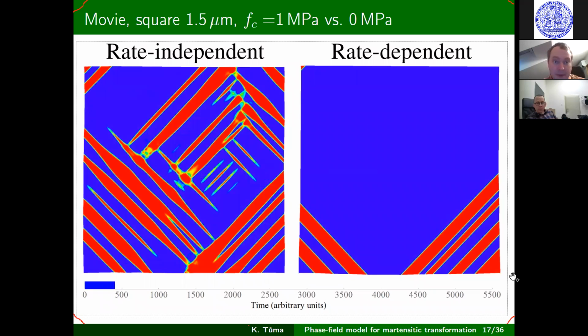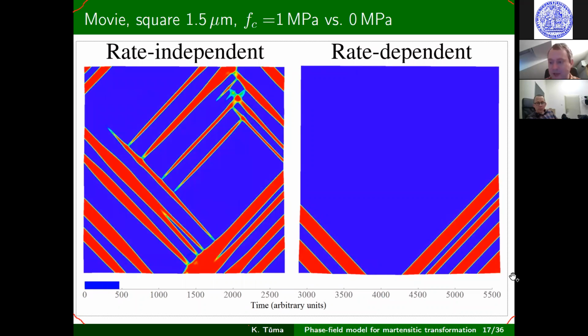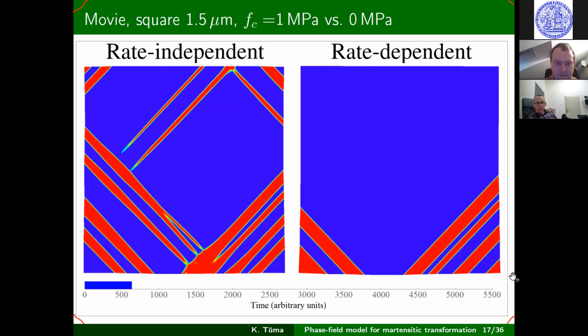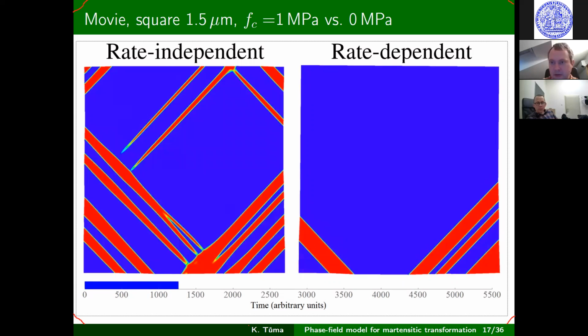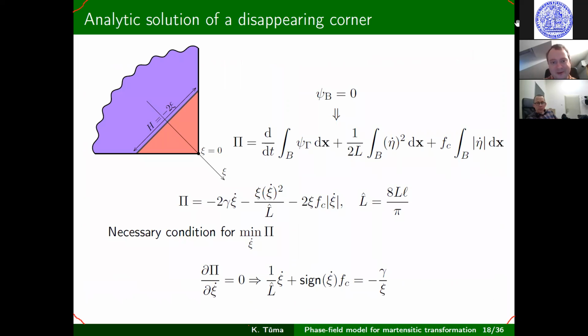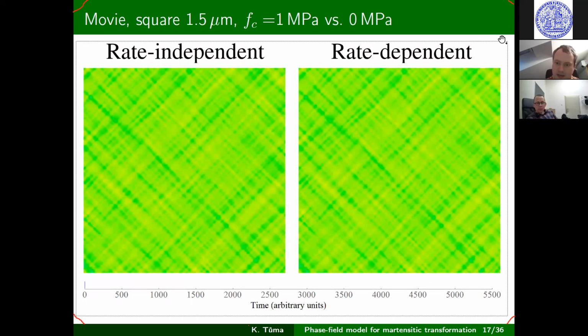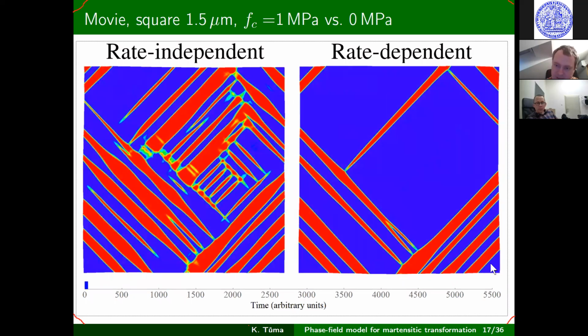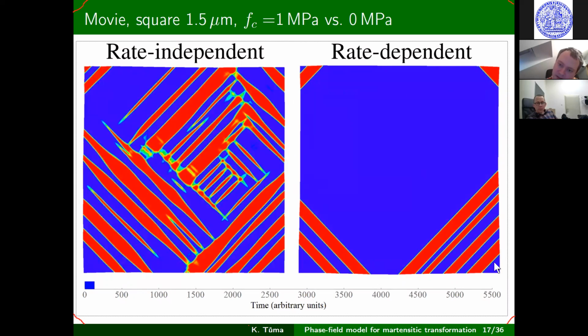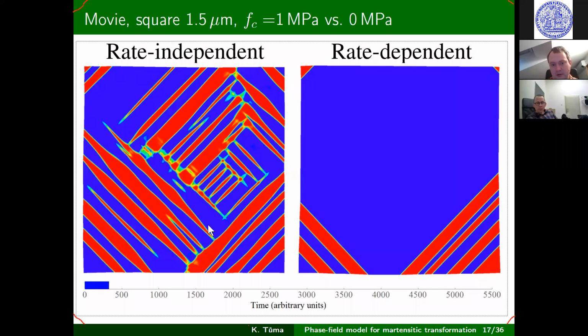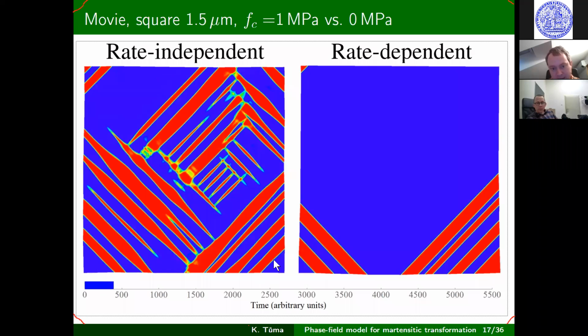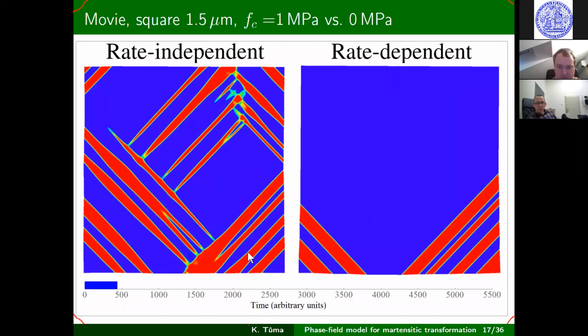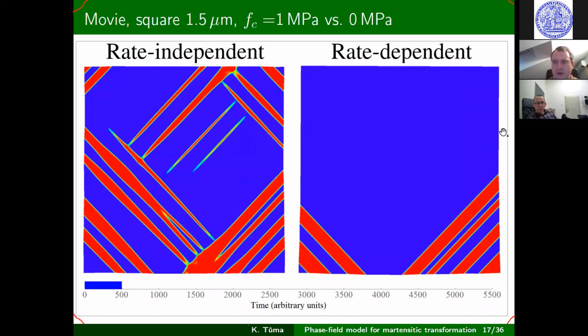Since the implementation of this model, due to the augmented Lagrangians, is quite heavy, we had to be sure that we did not make any mistake. So we simplified the problem and tried to get an analytic solution for a simple case. We looked at the corner, because here you can see that the interface is propagating towards the corner, both for the rate dependent and rate independent cases. Something happens; sometimes it can stop. So we were computing this problem.